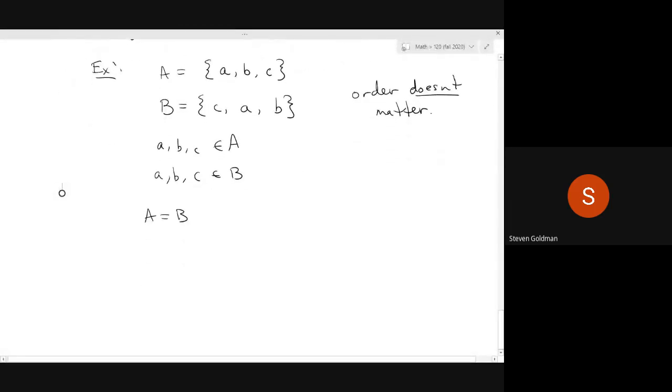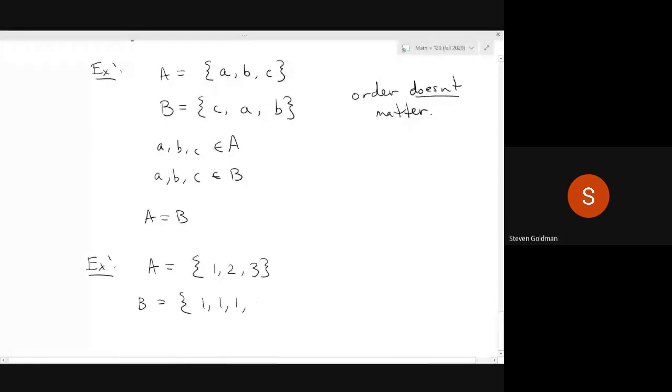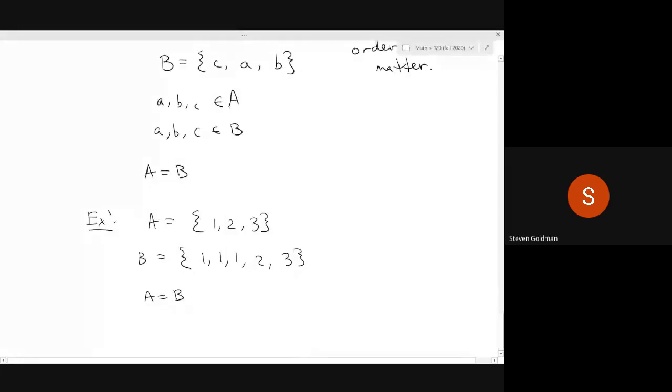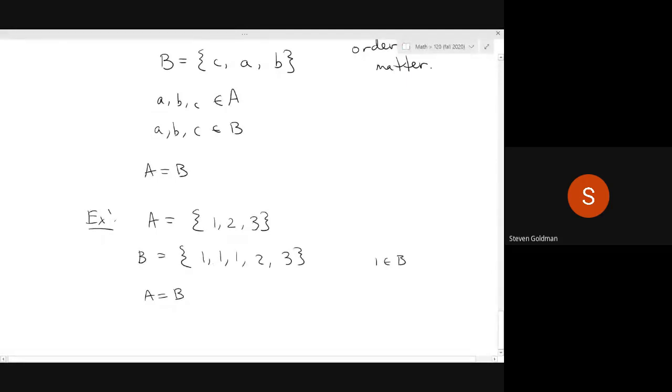Next example, let's discuss repetition. Let's say I have a set A that has the numbers 1, 2, and 3. And let's say I have a set B that's got the numbers 1, 1, 1, 2, 3. Again, these sets are considered equal. Why? Because every element that's in B I can find in A. So the element 1 is in B. I see it. It doesn't matter that I see it 3 times. What matters is that it's in the set.